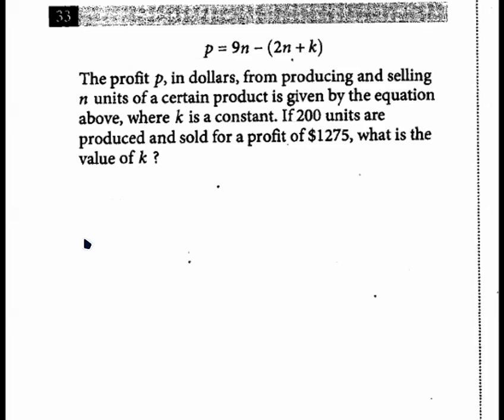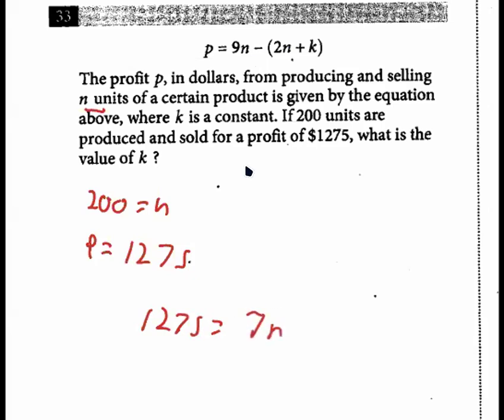Okay, so for question 33, the profit is given by the equation. 200 units are produced, so 200 is N, and profit is 1275, with the value of K to find. So in this case, we just plug in. 9N minus 2N is 7N, and then this negative carries over as well, so this would just be 7N minus K. So it'll be 1275 equals 7N minus K.